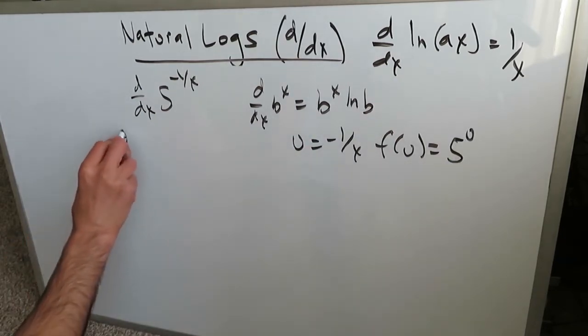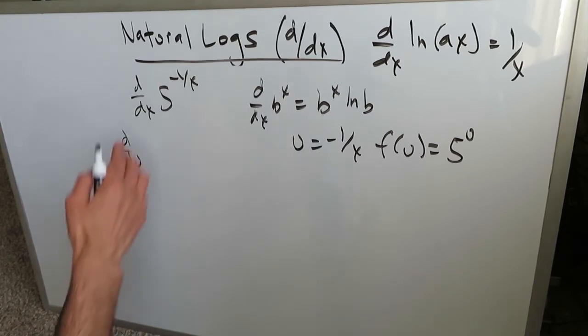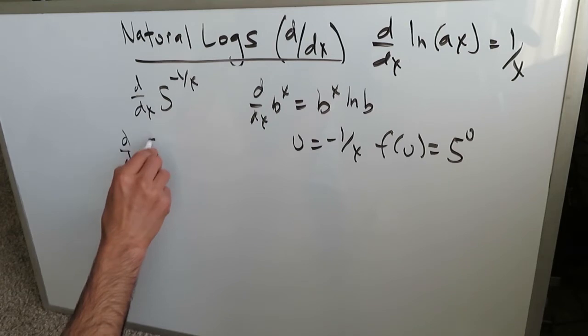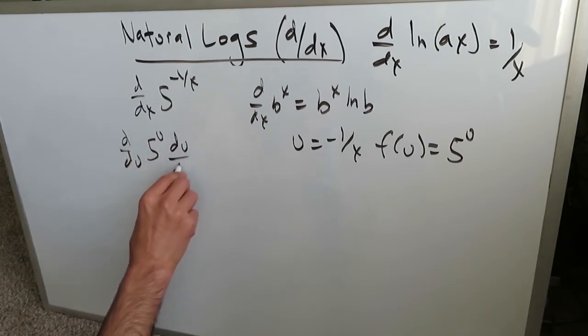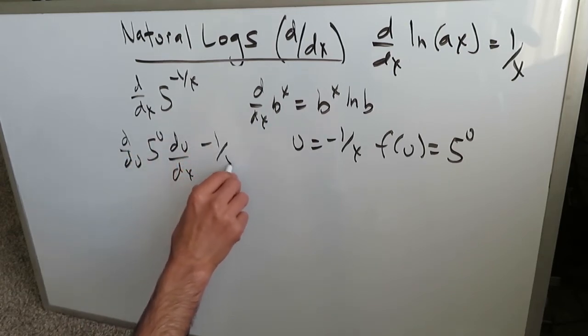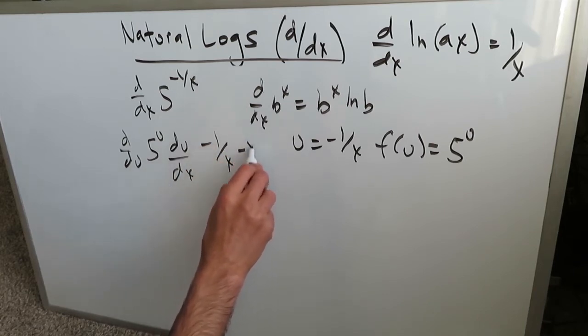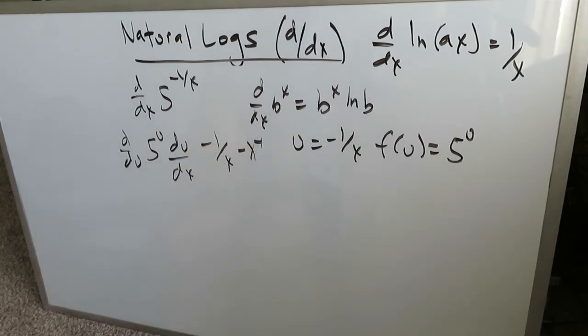Now you just do the chain rule here. I'm just doing a quick example before we get into natural log. You get 5 to the power of u, and then du dx, you get minus 1 over x, which is the same thing as what? You can write this as minus x to the power of minus 1.